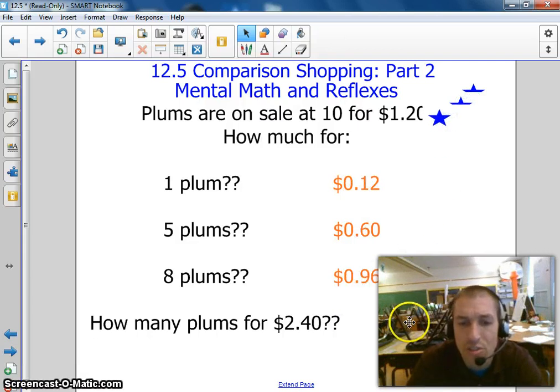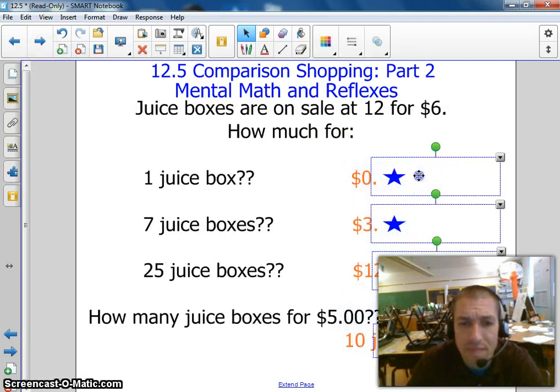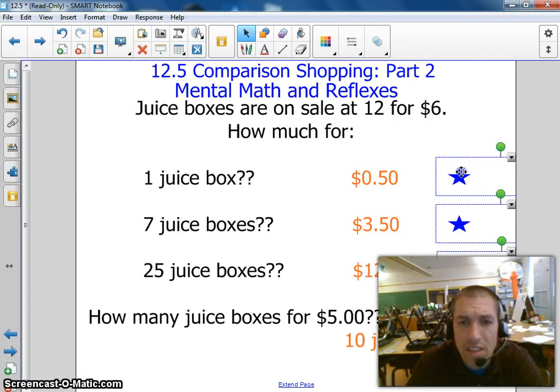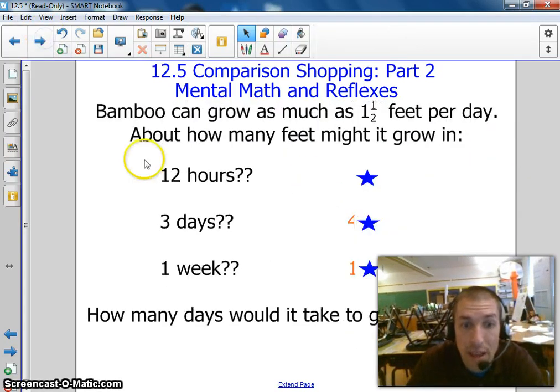How many plums for $2.40? So you do 240 divided by 12. How many times can 12 cents go into $2.40? 20 plums can do that. Try this one on your own. Pause it. See how you do. There are your answers. This is all a review from today's lesson. If you're having trouble with this, you need to come ask for help from me. I'll be more than happy to help.